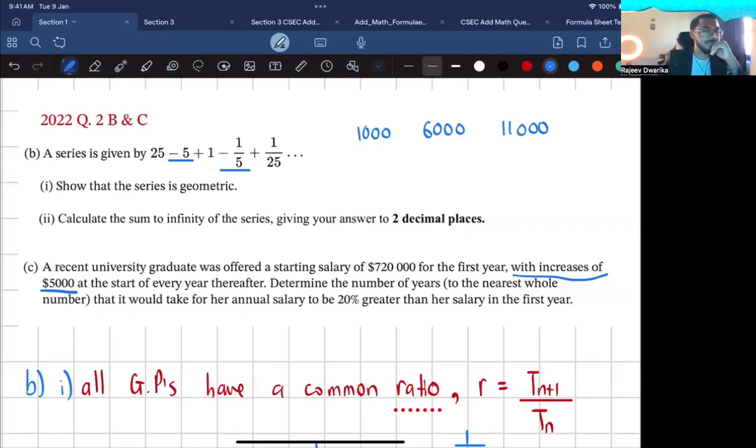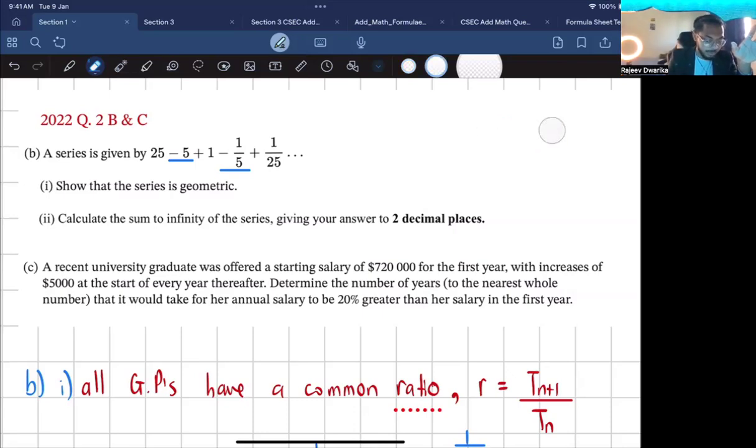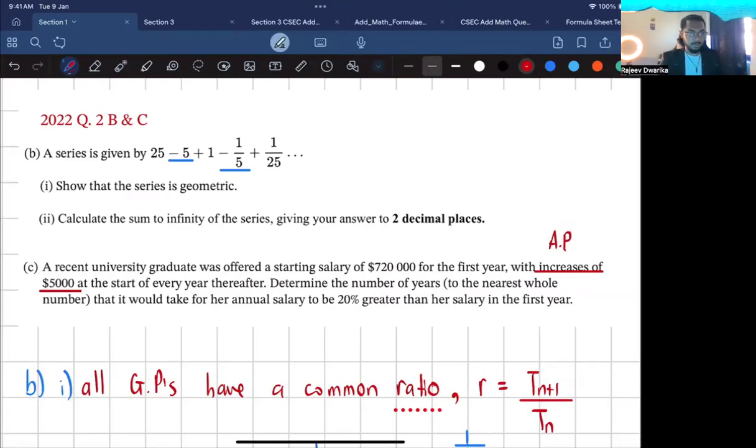Does that look like an AP or a GP? An AP. Yes. So anytime they give you a fixed value and they are telling you that it increases by that fixed value, it's an AP. So keep that in mind. Anytime you see increases by a given amount of money, that's automatically an AP. Hope you understand that.